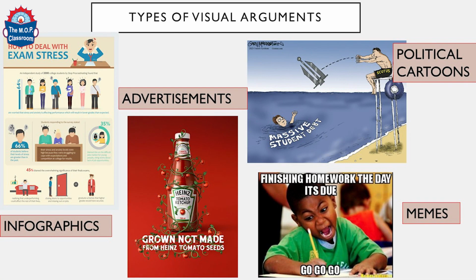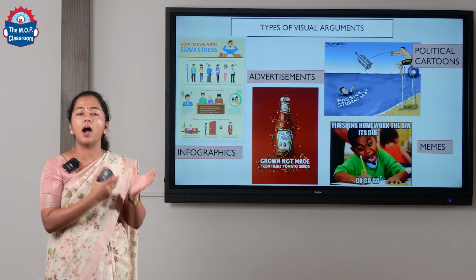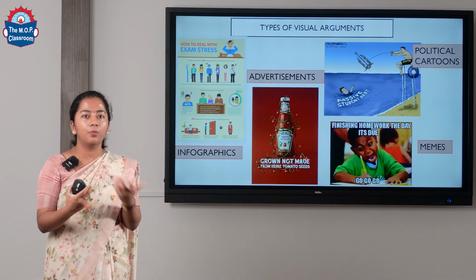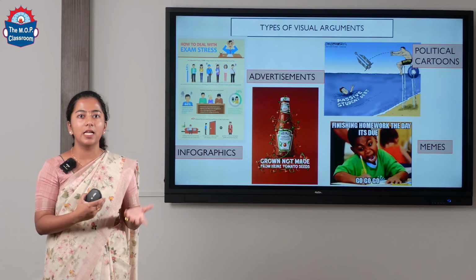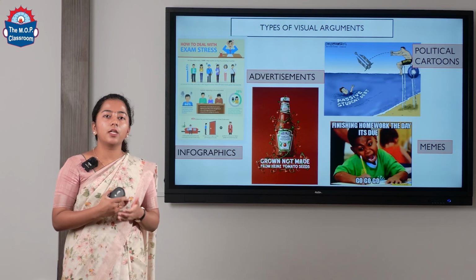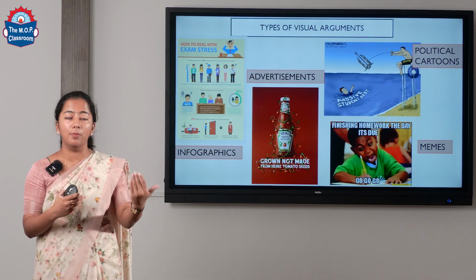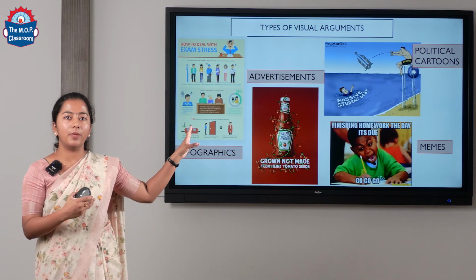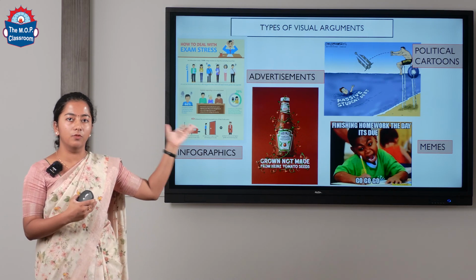Your third type is your political cartoons, which are also known as editorial cartoons, right? So these political cartoons use caricatures of popular political figures, and this is usually done to express the artist's opinion of the latest political situation or scenario, right? Now political cartoons play a huge role in influencing public opinion, right? So that is another major type of visual argument.